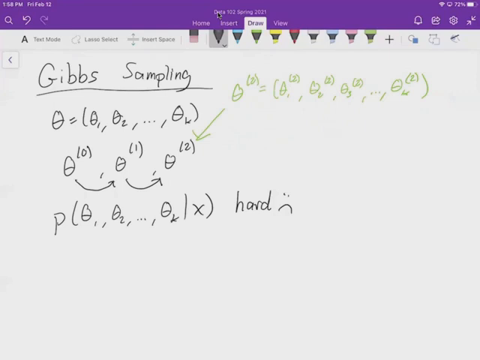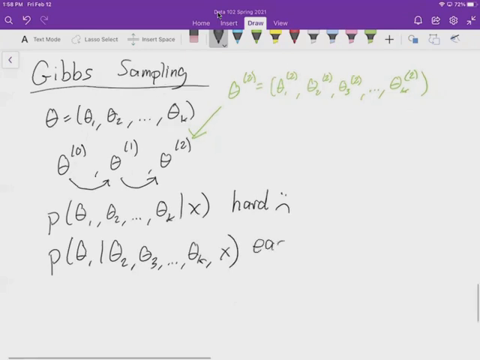But let's suppose that I just look at one. Instead of trying to figure out all of them together, let's suppose hypothetically I knew theta 2 through theta k. If I knew theta 2 and theta 3, would it be easier to figure out what theta 1 is in that case? In other words, can I figure out the conditional distribution of theta 1 given theta 2, theta 3, and so on, and the data? Instead of figuring out the joint posterior over all my hidden variables, I'm just going to fix a bunch of them and look at the distribution of the remaining one.